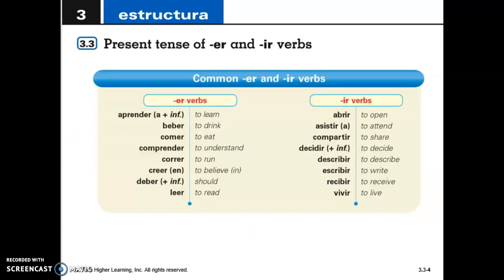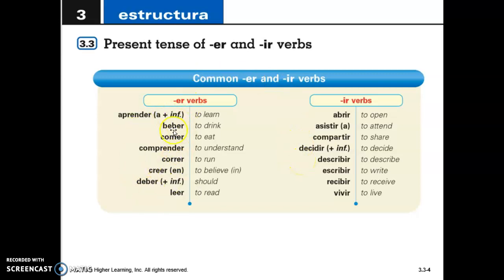And here I'm going to show you some of the common ER and IR verbs in Spanish. So, for example, in here we have, on the ER side, aprender, beber, comer, comprender, correr, creer, and so on. And on the IR side, we have abrir, asistir, compartir, decidir, describir, and so on.